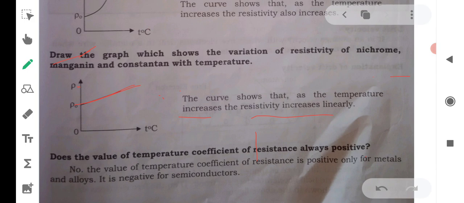And one question is there here: is the value of the temperature coefficient of resistance always positive? No, because the value of the temperature coefficient of resistance is positive for metals and alloys, and it is negative for semiconductors. In case of metals and alloys, alpha is positive, and in case of semiconductors, alpha is negative, right?